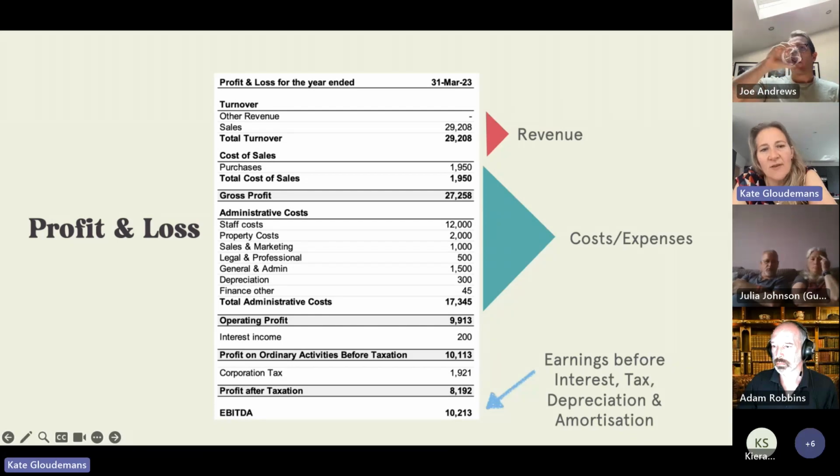Okay, and then you've got something called costs of sales, and they are purchases that directly relate to the product or the service that you've sold. Okay, and the net between those two creates your gross profit. And then beneath that, we've got either administrative costs or operating costs, which you might break down to things like staff costs, property costs, etc. And you take that away from the gross profit to give you an income profit.